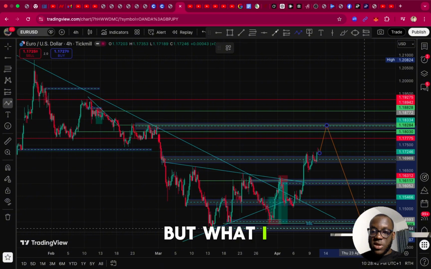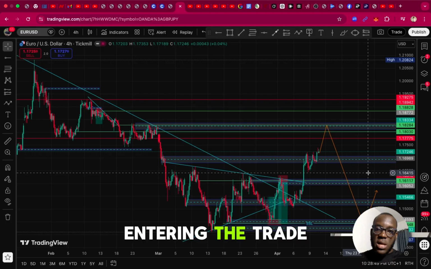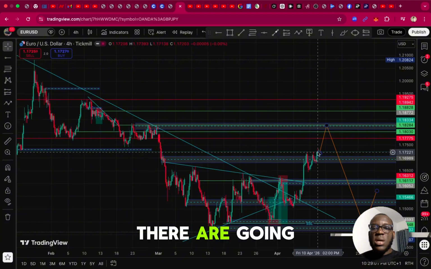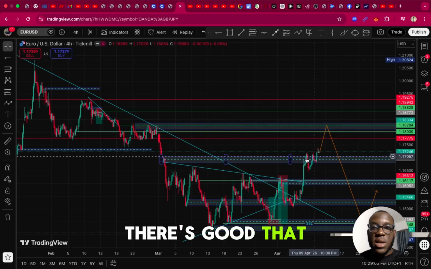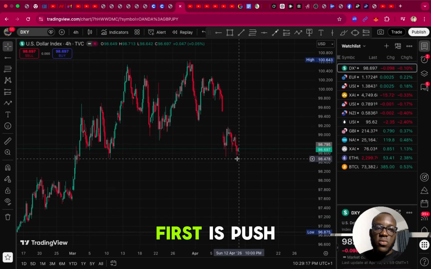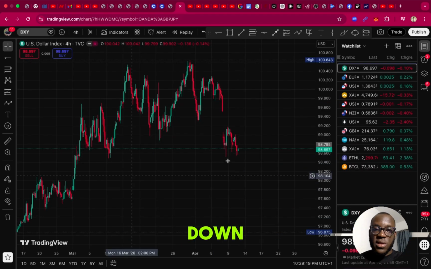But I won't be entering the trade until I have the market cover this gap and tap into this before I can look for a sell around here. So which means that we're gonna have a push up, and if we're gonna have a push up, it means that we're gonna have a drop down in DXY before the move. So what we are gonna have first is push down.